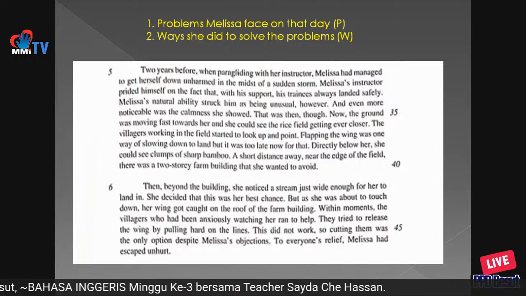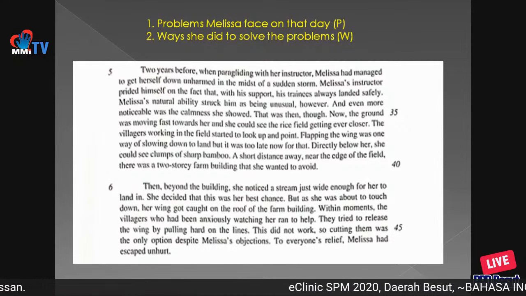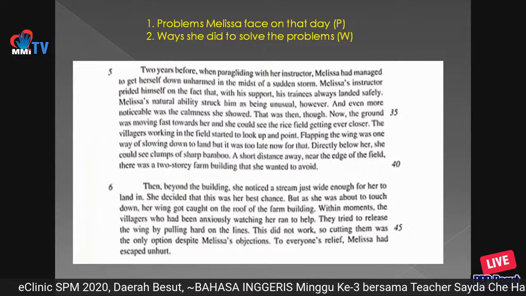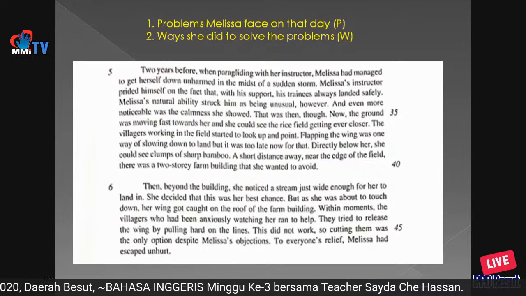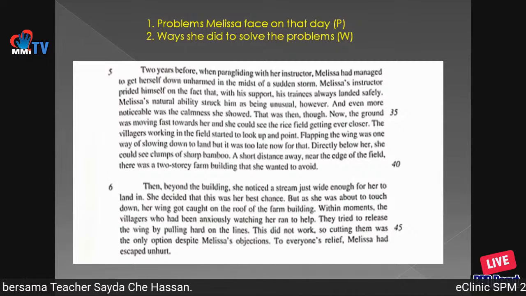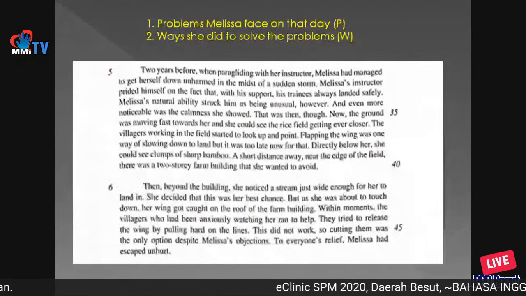Okay, no need. Melissa's instructor prided himself on the fact that with his support, his trainees always landed safely. Melissa's natural ability struck him as being unusual, however, and even more noticeable was the calmness she showed. That was then though. Tu dulu. Okay, ni cerita dulu. 1, 2, 3, 4, 5. 5 lines kat situ bukan cerita of what happened on that day. Okay, dia nak tahu problems on that day. So 5 line ni semua kita tak guna. Okay, that was then. Tu dulu.